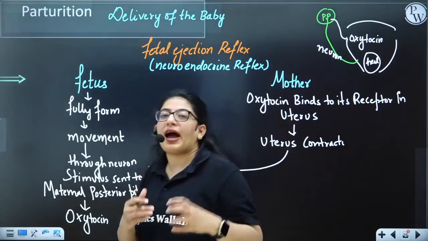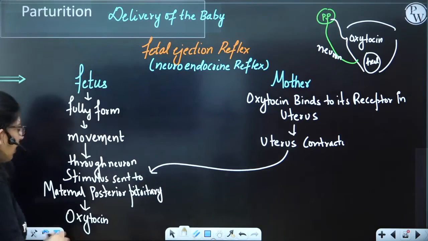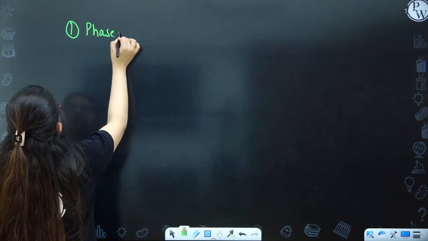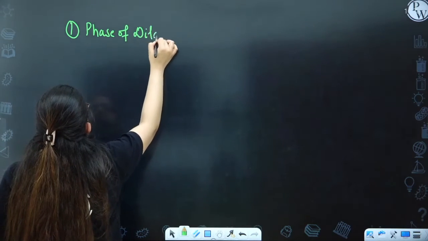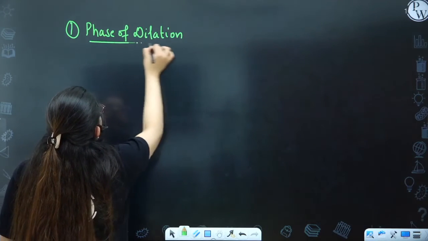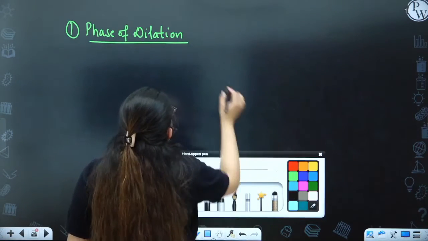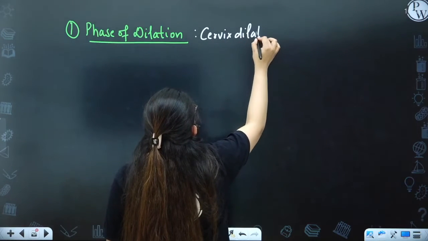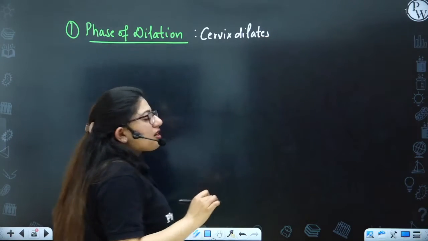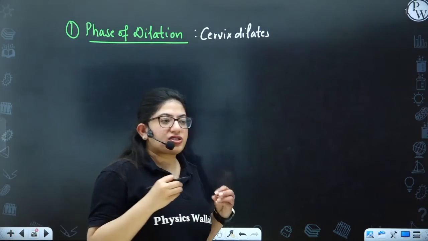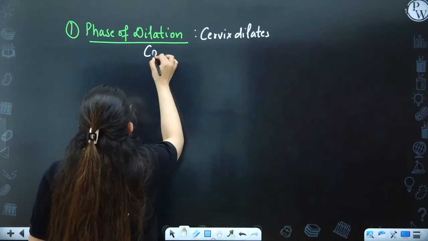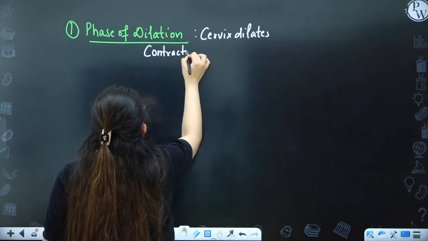Now let's see how the delivery occurs. The delivery occurs in three phases. First is the phase of dilation. During the phase of dilation, the cervix dilates. When the cervix dilates, it's the major sign that the fetus is going to come out. Otherwise, contraction starts and labor pain starts.